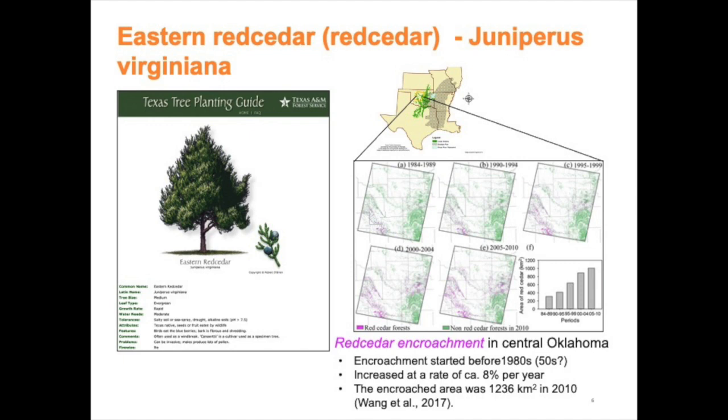I think the encroachment started just before 1980, but we only have data since the 1980s because Landsat 5 became available at that time. They increase at a rate of about 8% per year by canopy. And in the year 2010, we have about 1,236 square kilometers covered by juniper.